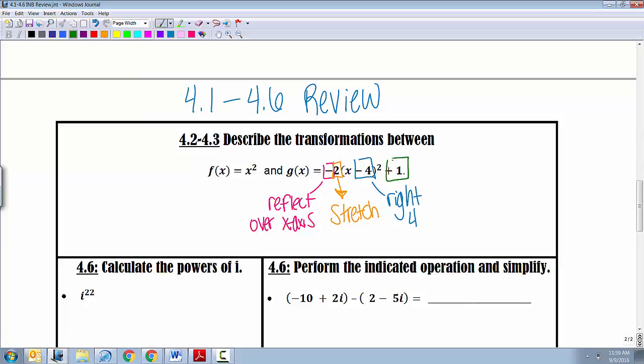What does this all the way out in the back mean, plus 1? Up or down? Up 1. Good. Okay. We are going to stop because I can just see your faces right now, and I think we've done enough.